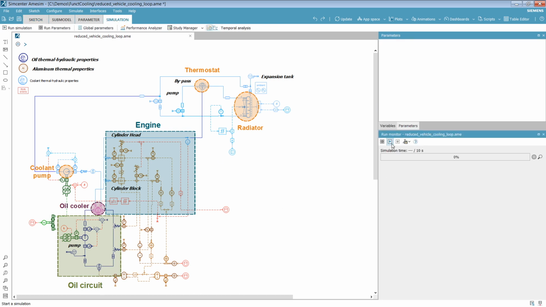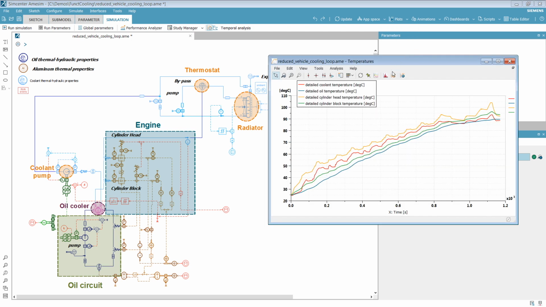Let's simulate a warm-up during an NEDC cycle starting from 25 degrees Celsius and have a look at the evolution of the oil, engine, and coolant temperatures. Despite a short simulation time, using a variable step solver, the model is not real-time compliant by nature.